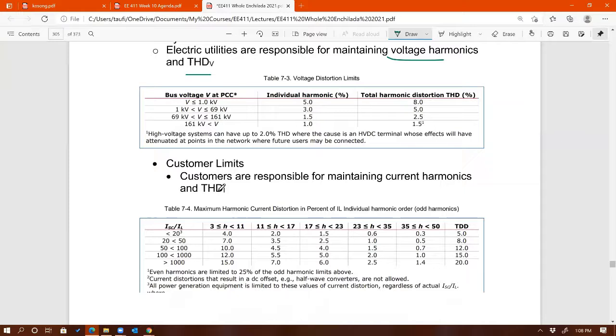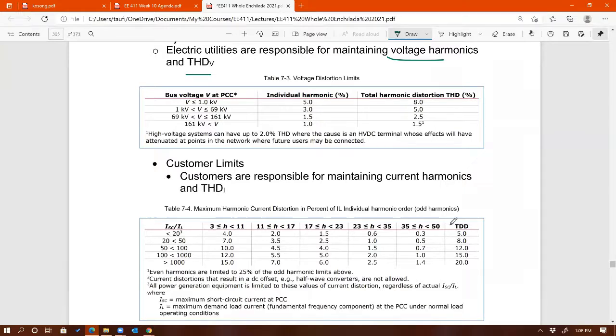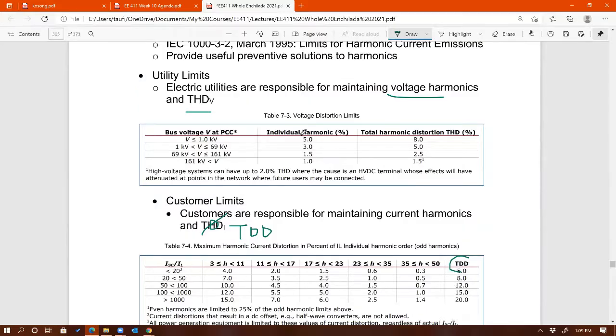That's actually not THD, it's actually TDD right there, total demand distortion. So please change that to TDD. Sorry about that, that's TDD. Okay, then we'll talk about the difference between THD and TDD.